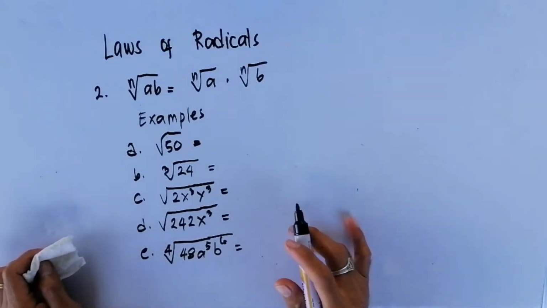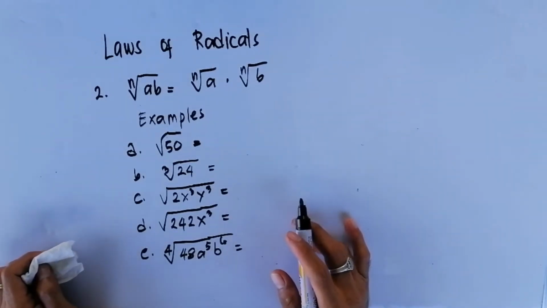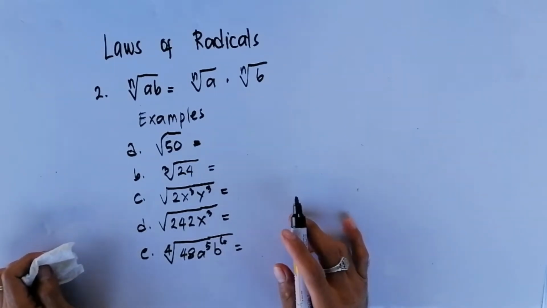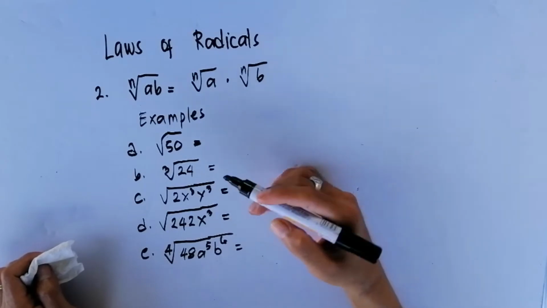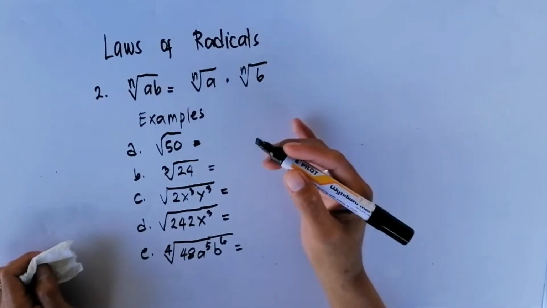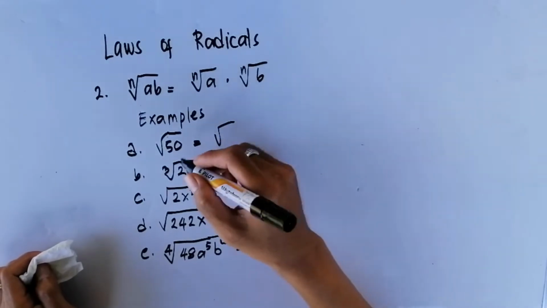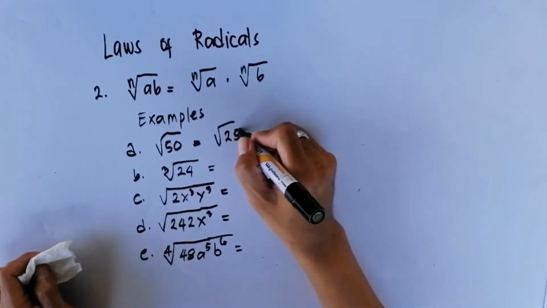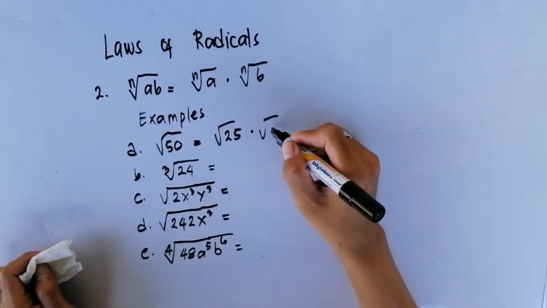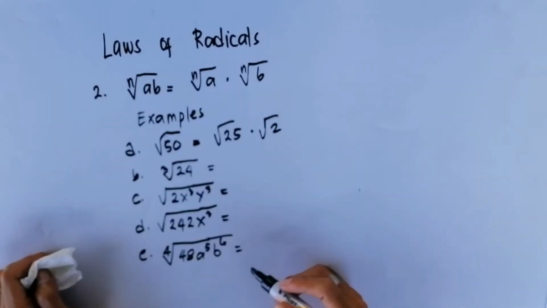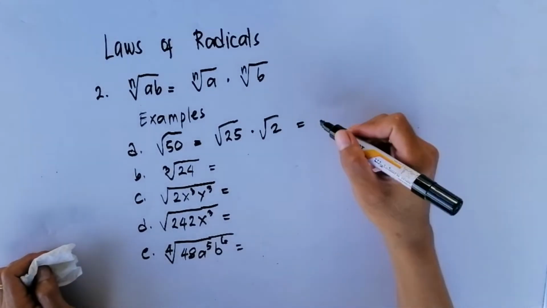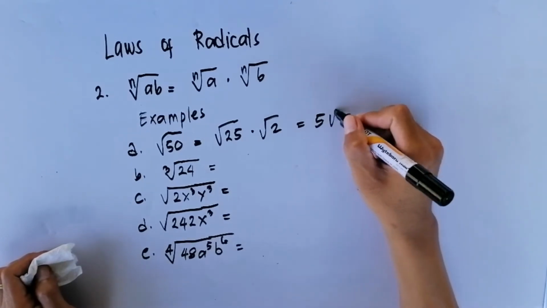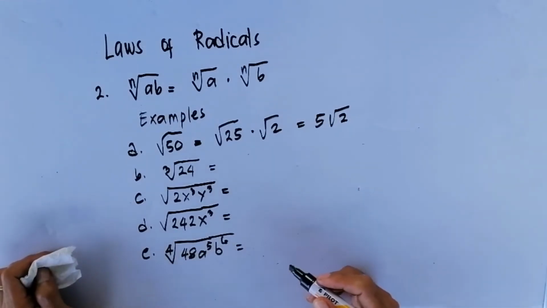Laws of radicals number 2. The nth root of AB is equal to the nth root of A times the nth root of B. Examples. Letter A, the square root of 50. We can factor this 50, so that is the square root of 25 times the square root of 2. The square root of 25 is 5, so 5 times the square root of 2.